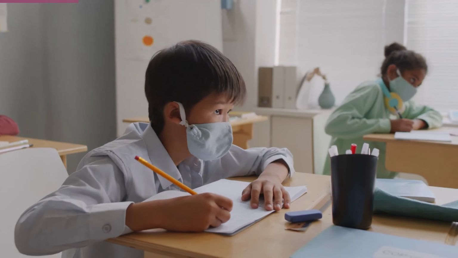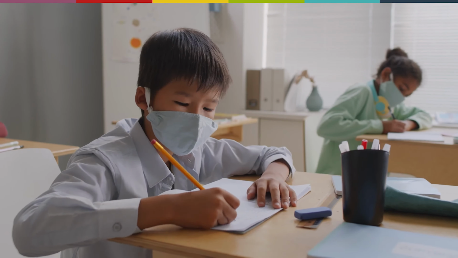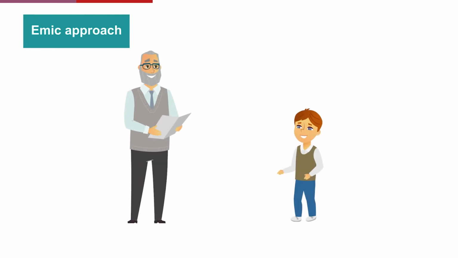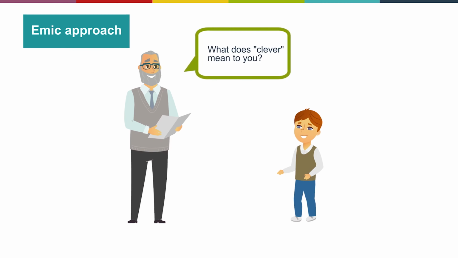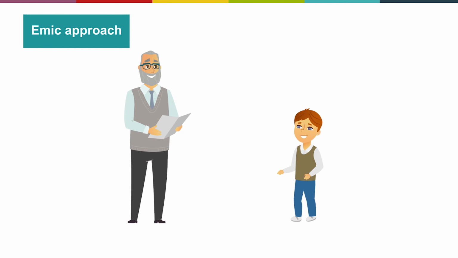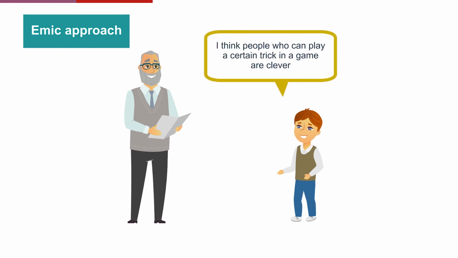Let's look at an example. A researcher wants to study childhood intelligence. With an emic approach, the researcher will interview the children to see what clever means to them. That is, the meaning of clever is not defined by the researcher, but is defined by the children. The researcher finds that children think that those who can play a certain trick in a game are clever. This then is the meaning of cleverness as defined by the children.